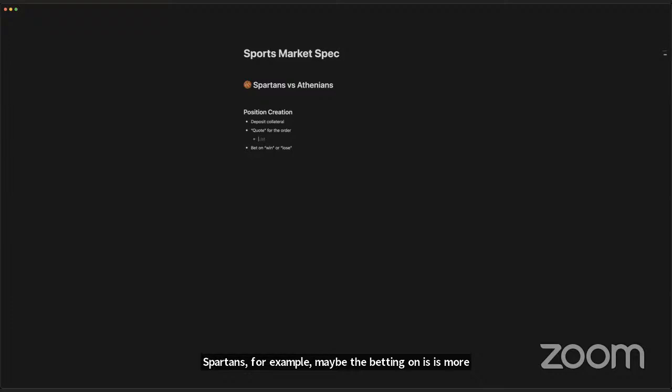So the line is a little bit more, I guess, like if you bet $100, maybe you win $120 because the line has now moved. So a lot more bets would come in on Athenians. This is assuming that obviously both are pretty fair, even teams.